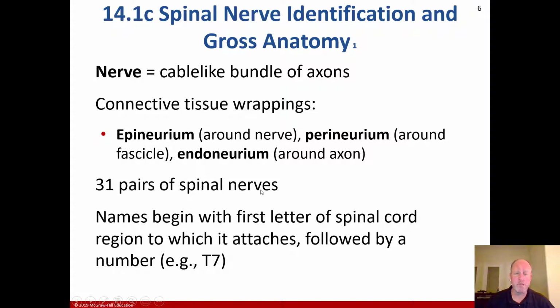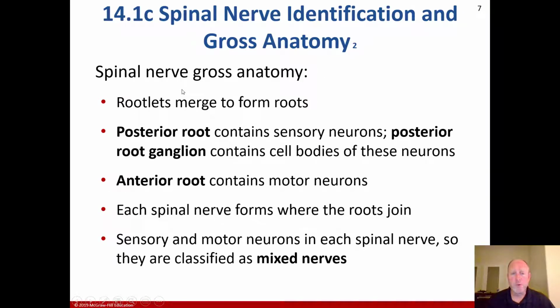There are 31 pairs of spinal nerves, from above C1 down to basically the coccyx, first one. The names begin with the first letter of the spinal cord region to which it attaches, followed by a number. For spinal nerve gross anatomy, the rootlets merge to form roots.